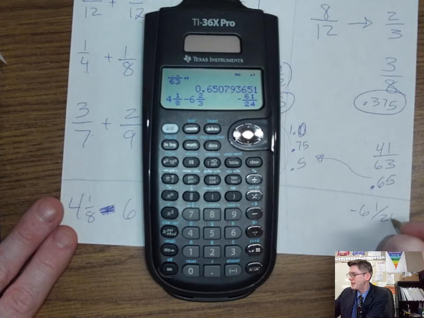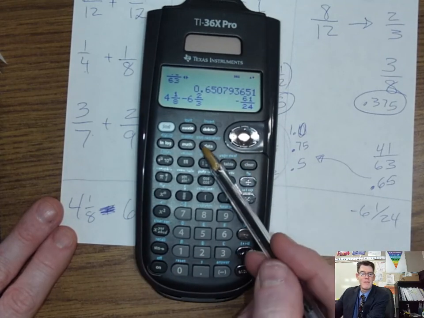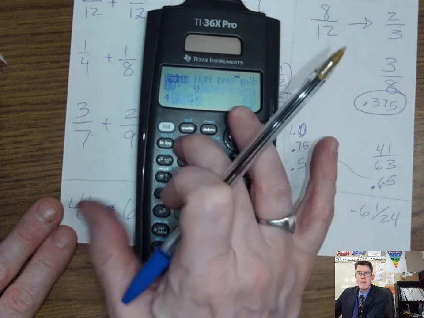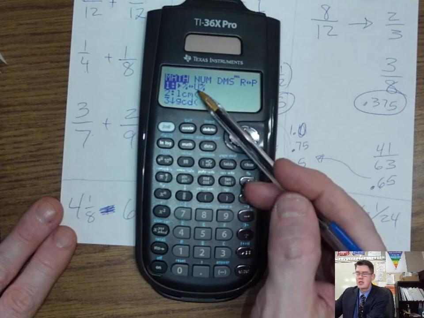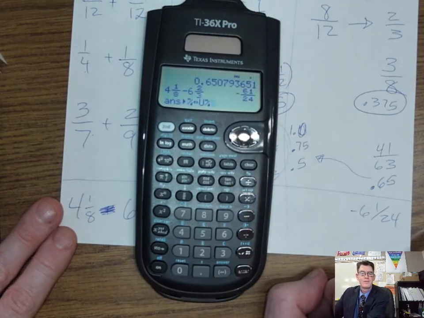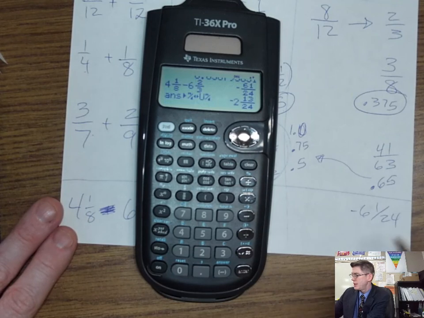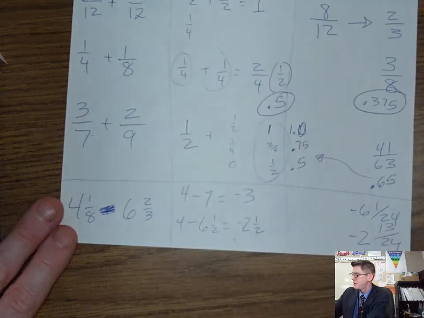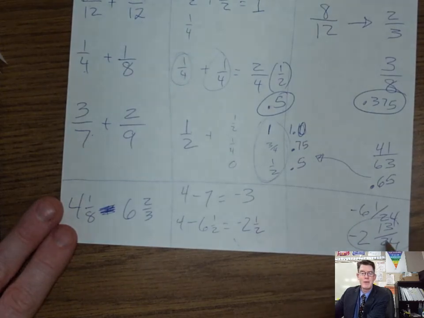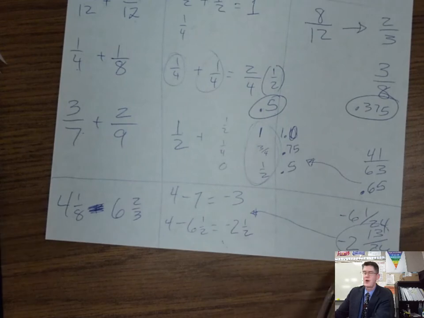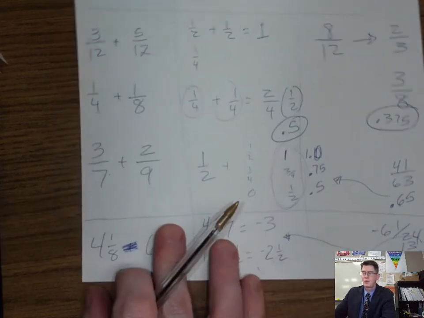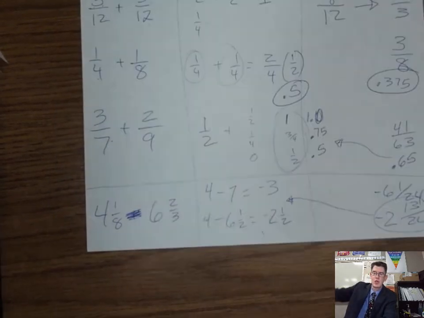-61/24. And again, to make sense of that, we learned about the math button. If you push math and then 1, it'll change it to a mixed number. -2 and 13/24. -2 and 13/24, that's about 2.5 right there. It's about right in there. So we know that our estimate was a good estimate.